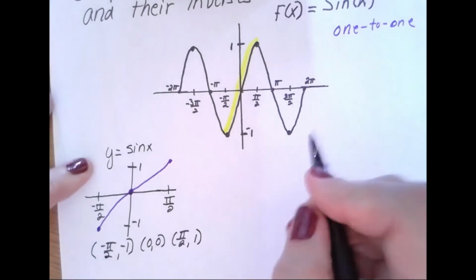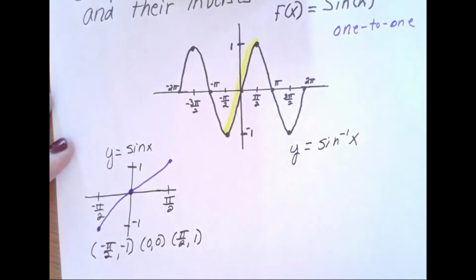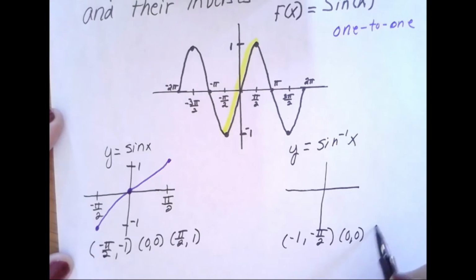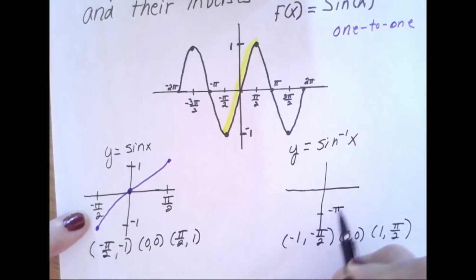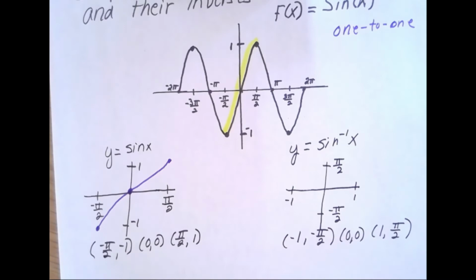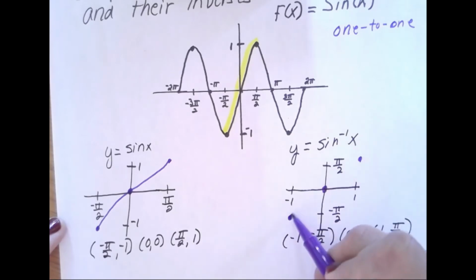Now I'm going to go ahead and sketch the inverse. y, or f of x, is equal to inverse sine of x, or arcsine x. I'm going to draw my x and my y axis, and remember that we said that the x's and the y's would interchange. So I now have (negative 1, negative pi over 2), (0, 0), and (1, pi over 2). Also, my axis will change. Instead of negative pi over 2 being on my x-axis, it's going to be on my y-axis. So here's negative pi over 2. Here is pi over 2. Here is negative 1. And here is 1. So I'm going to graph this. I have negative 1, negative pi over 2. I have 0, 0. And I have 1, pi over 2. So here's my inverse here.